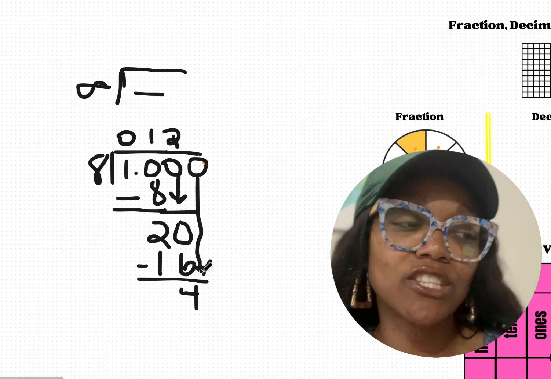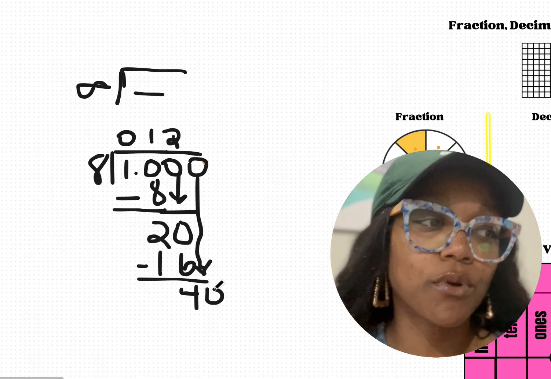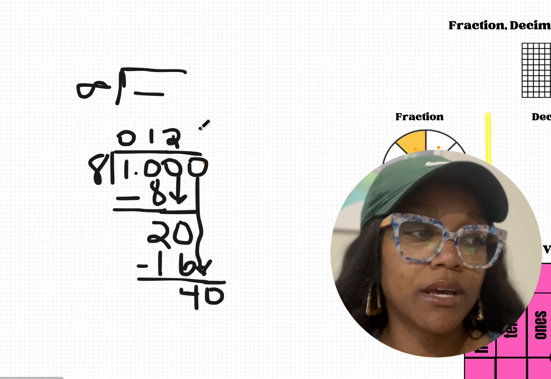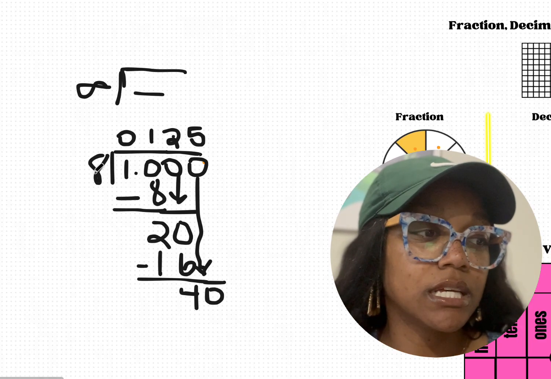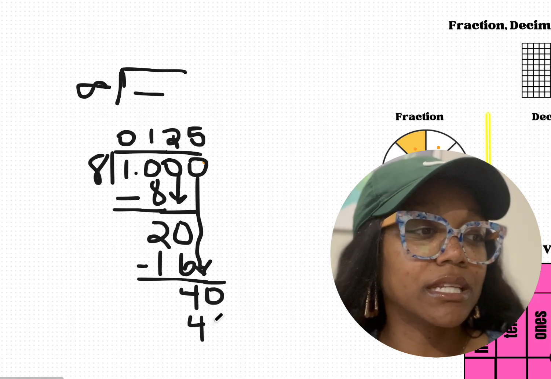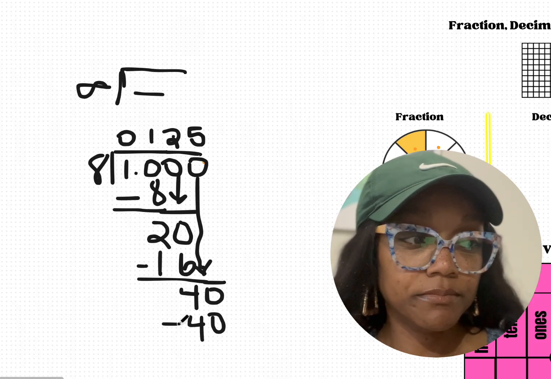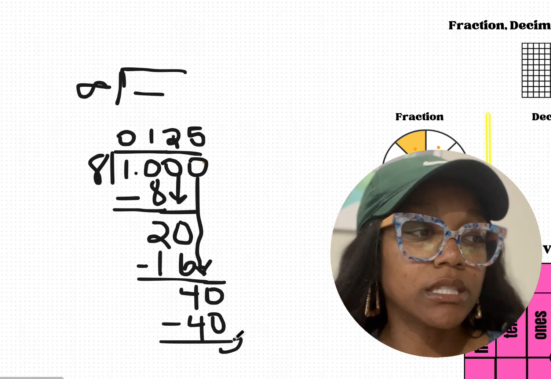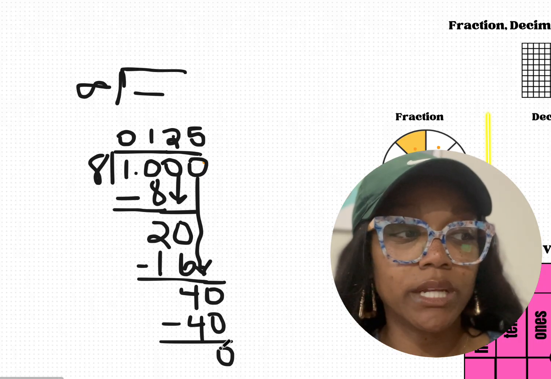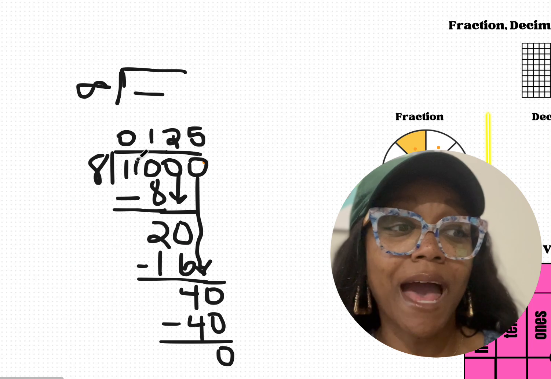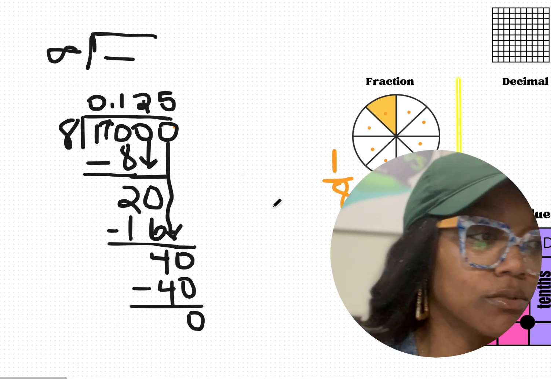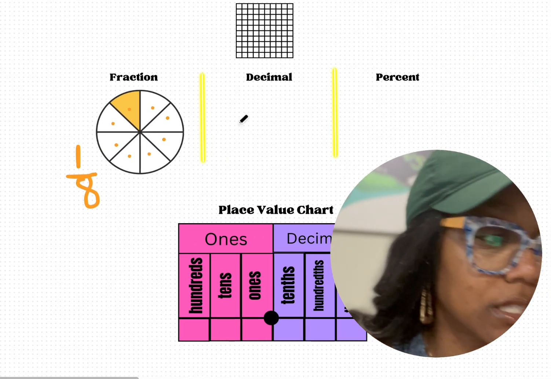And now how many 8s are in 40? We know that there's 5 8s in 40. And then 8 times 5 is 40. And we're going to go ahead and put that under 40 and subtract that to get 0. And the only thing we have to do now is to get the decimal and let it jump back to the top in between the 0 and the 1. And it's going to give us our decimal for 1/8. And 1/8 is 125 thousandths. So right now, 125 thousandths.